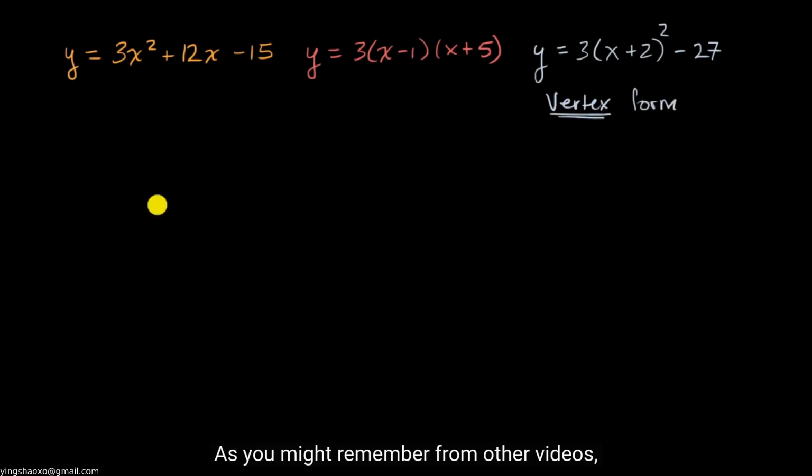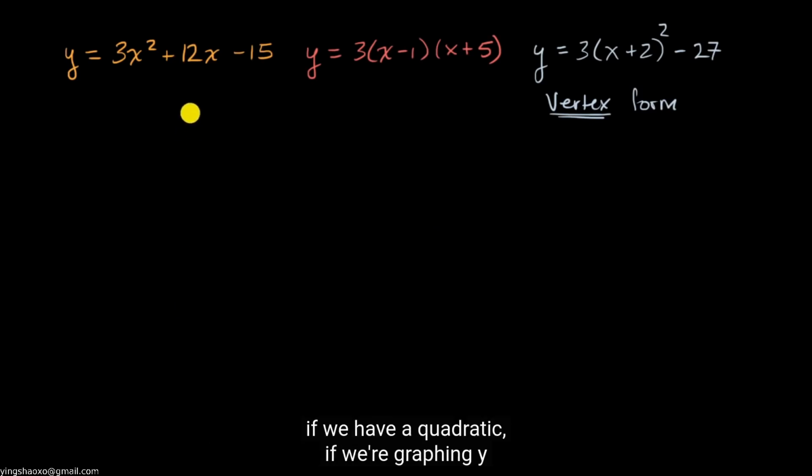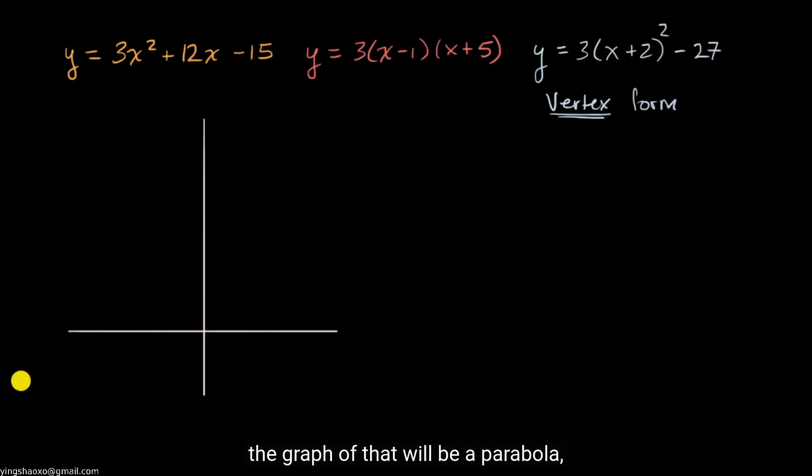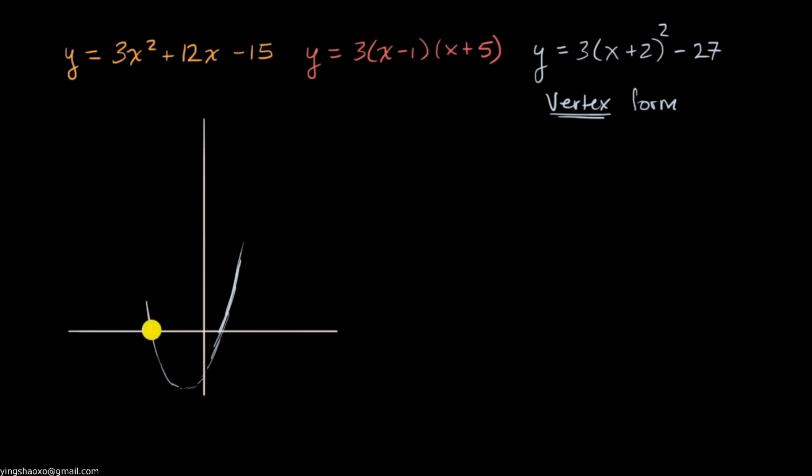As you might remember from other videos, if we're graphing y is equal to some quadratic expression in terms of x, the graph of that will be a parabola. And it might be an upward opening parabola or a downward opening parabola. So this one in particular is going to be an upward opening parabola. And so it might look something like this right over here.